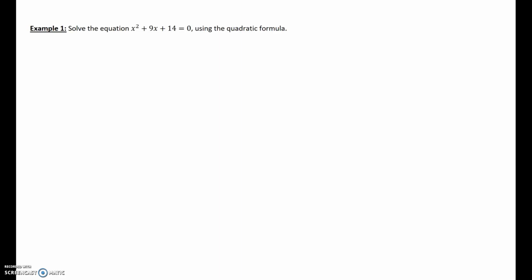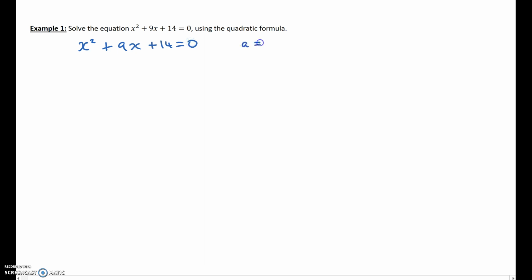Hi, in this video we're going to use the quadratic formula to solve the equation x squared plus 9x plus 14 equals 0. In other words, what value or values of x, if any, will make that equation true? Okay, well, let's begin like we almost always do with quadratic equations. Write out the problem and identify a, b, and c.